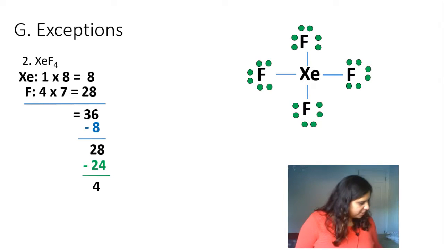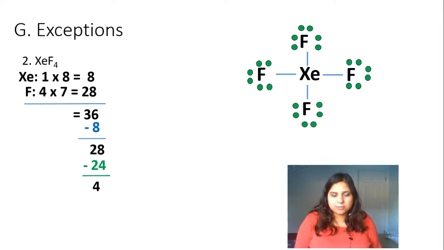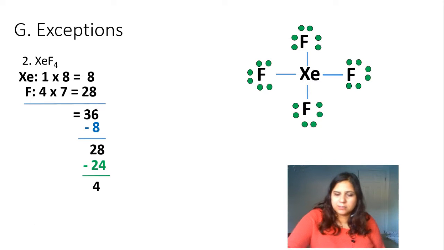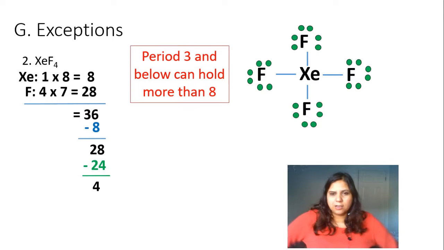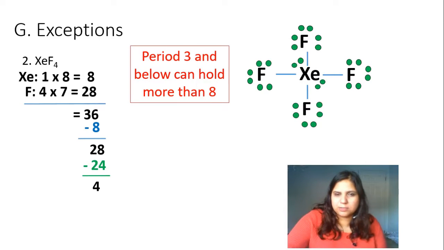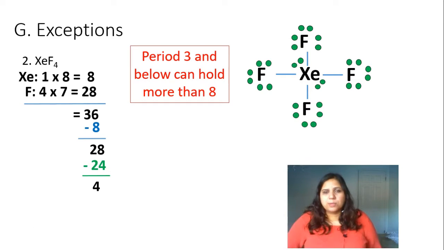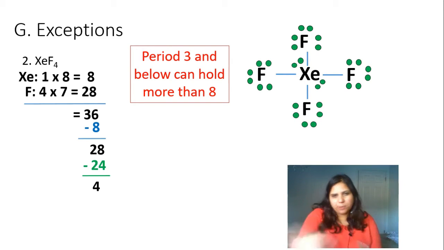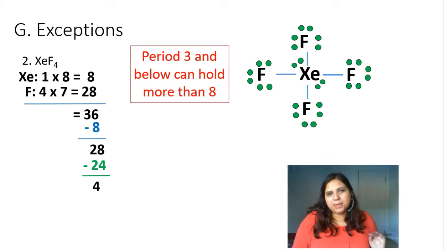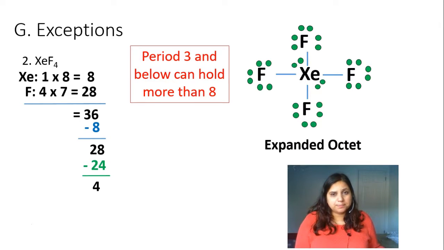Well, normally, if we have extras, we put them on the central atom. So let's do that. I put them on the central atom. Notice I put them in pairs. You always do that. You don't spread them around. You keep them in pairs. And now xenon has more than 8. It's what we call an expanded octet.